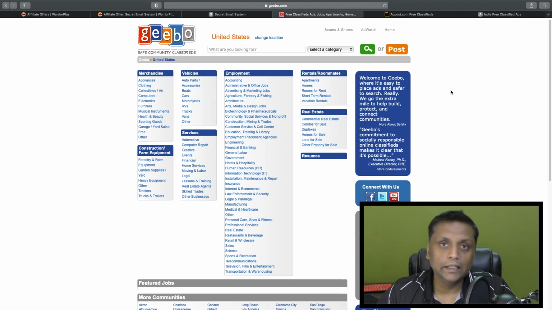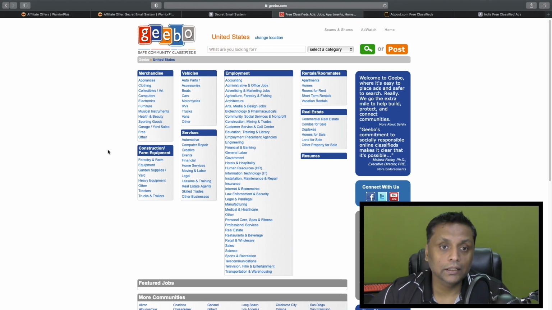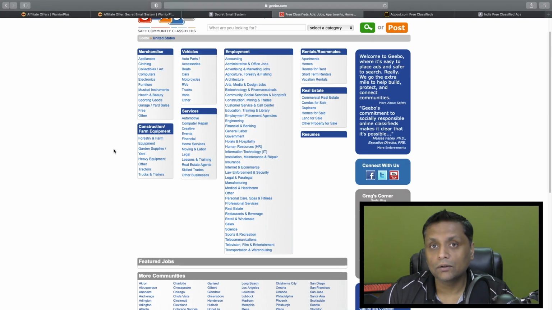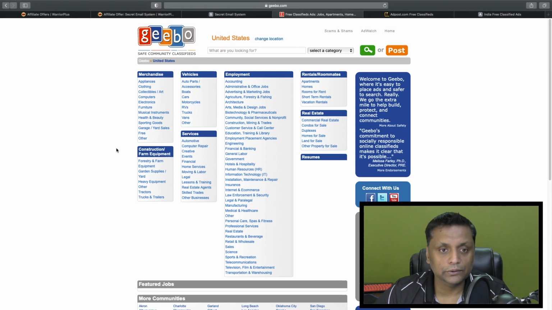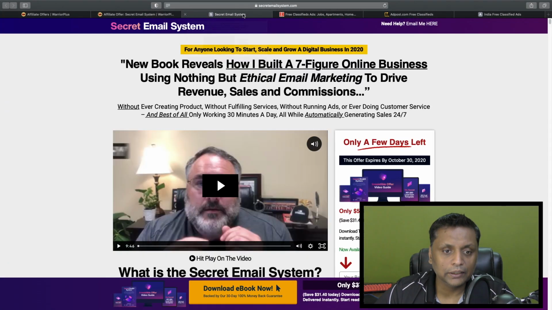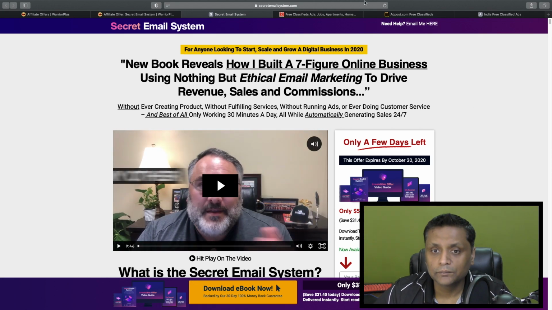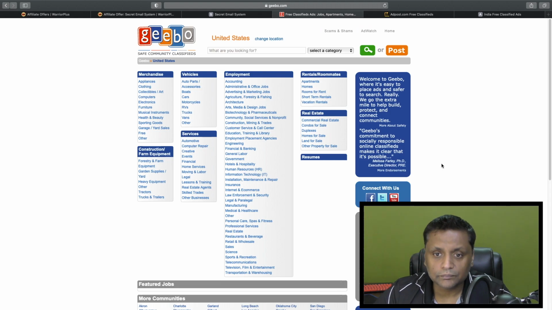You just need to create your account on this website, and you can choose different categories depending on your product. Once you've created the account and chosen the category, you need to post your ad. You can create the ad copy by looking at the sales page. You could grab the headline and post your ad inside it.